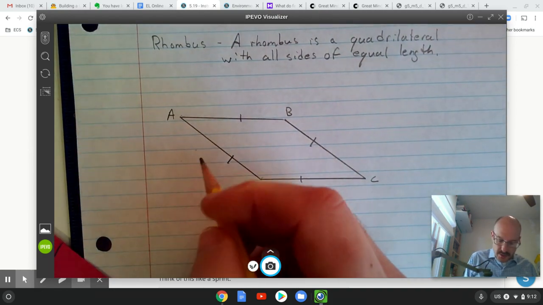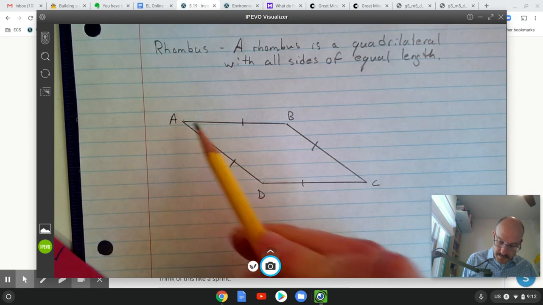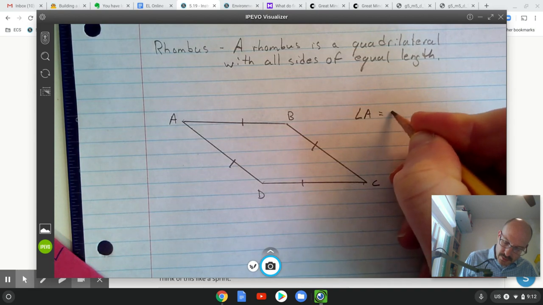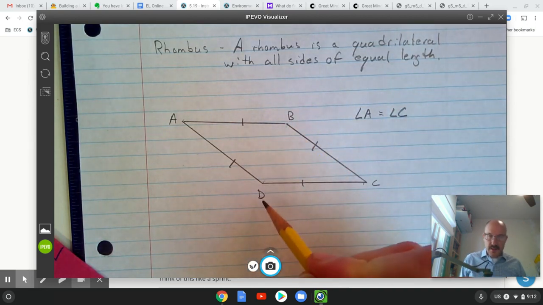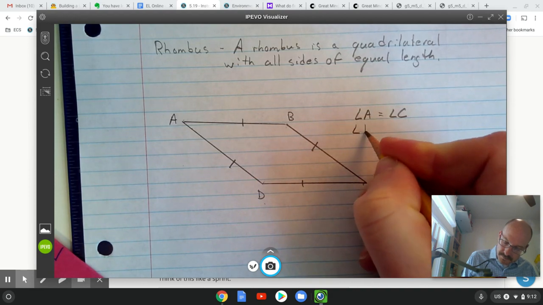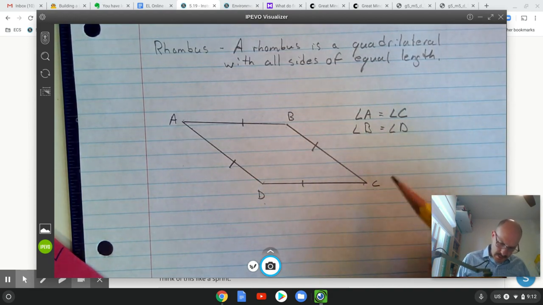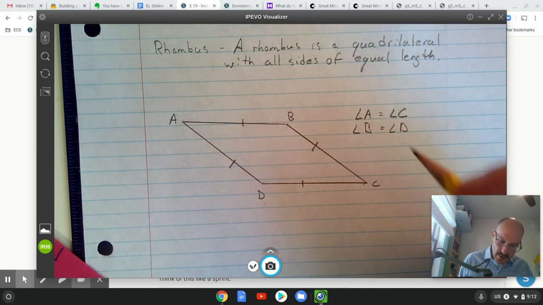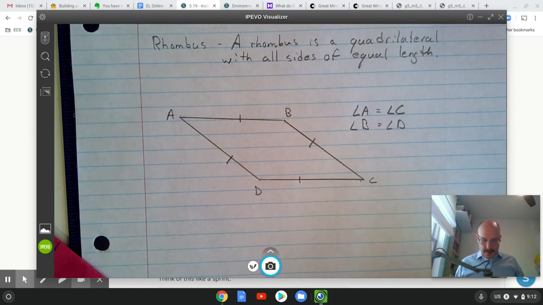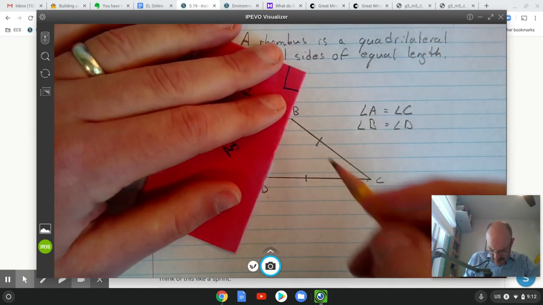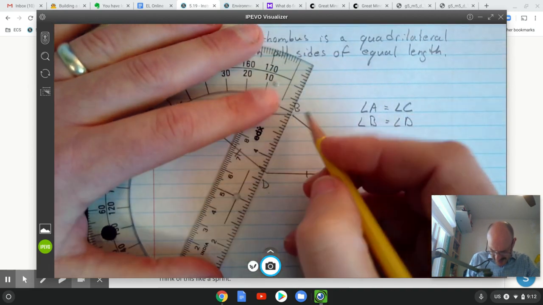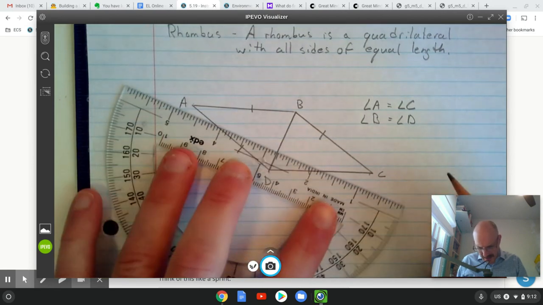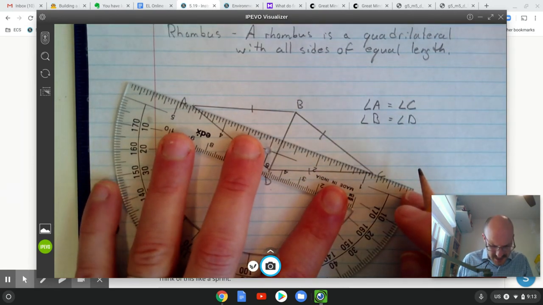And then a couple of other things that you need to remember. Angle A is equivalent to angle C. Angle B is equivalent to angle D. Line segment BC is equivalent to line segment CD, and so on, all the way around. And what was the other? Oh, yeah. Importantly, the diagonals bisect one another, and they are perpendicular to one another.